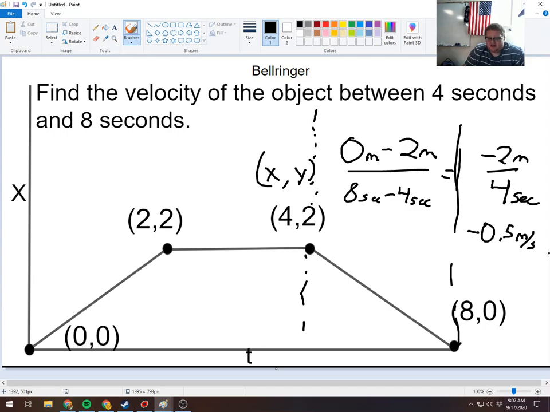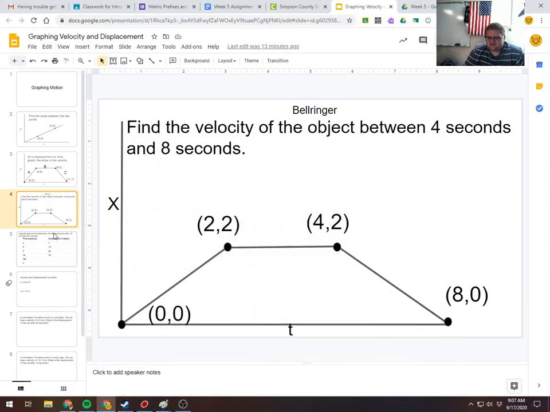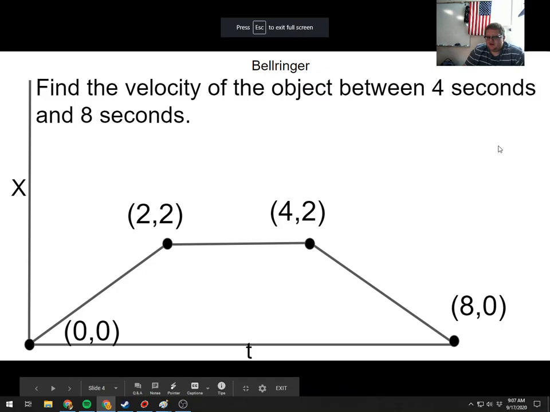So you can find the slope between any of these points. Again, if you're asked to find the velocity and you have a graph, you can just calculate the slope between those two points, and that is the same thing as the velocity.